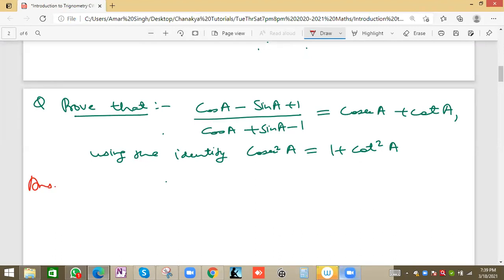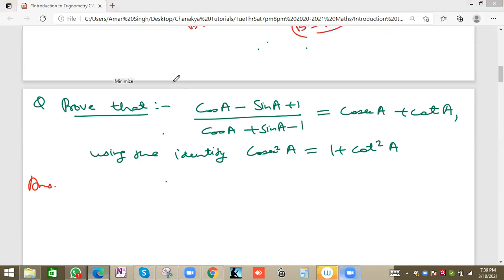So (cos A minus sin A plus 1) by (cos A plus sin A minus 1) equals cosec A plus cot A, using the identity cosec square A equals 1 plus cot square A. That was one of the identities. The three identities were sin square theta plus cos square theta equals 1, then 1 plus tan square theta equals sec square theta, and 1 plus cot square theta equals cosec square theta. Correct.